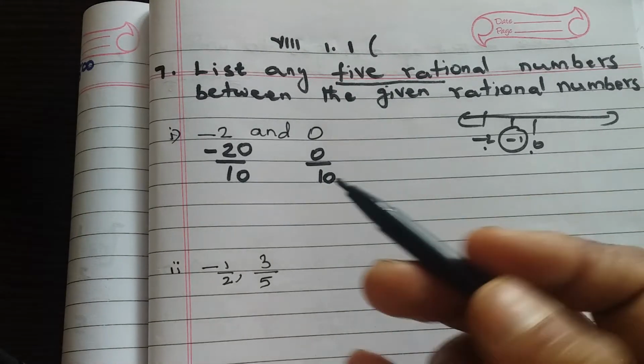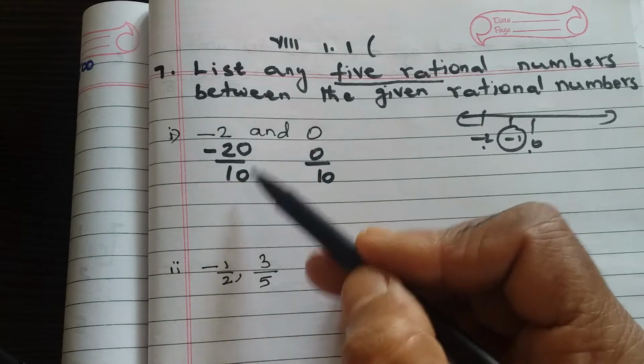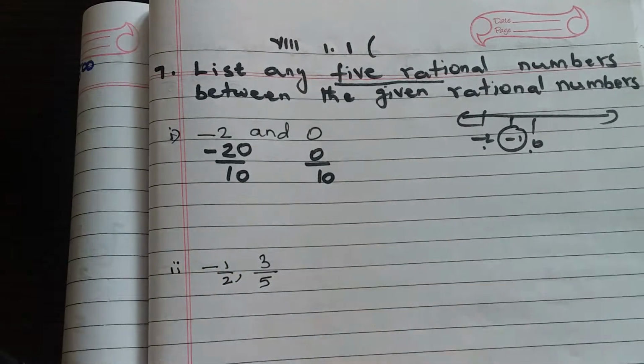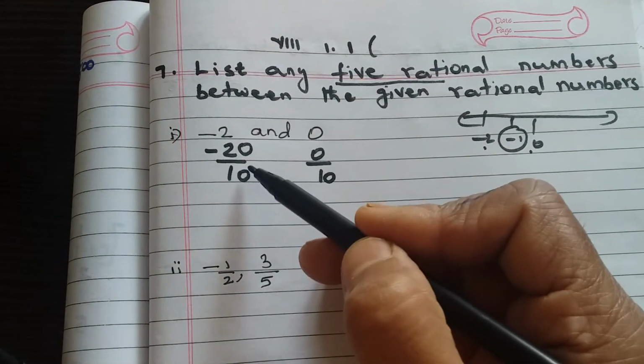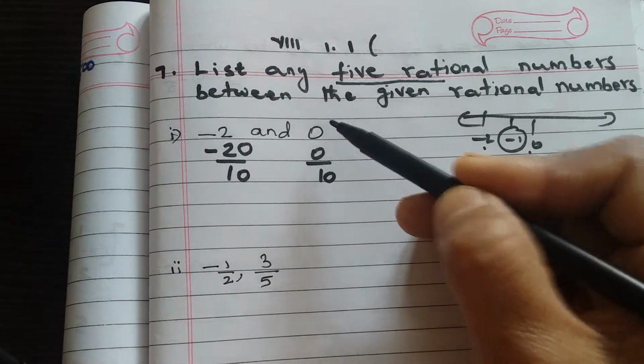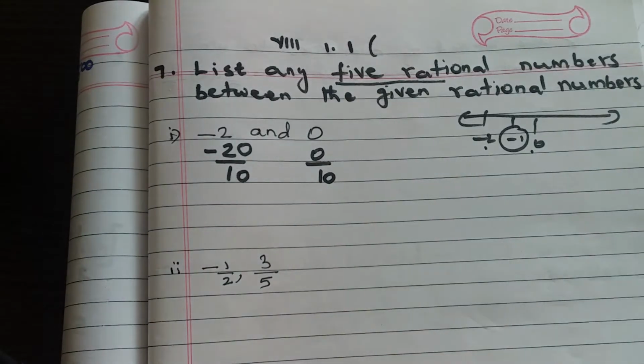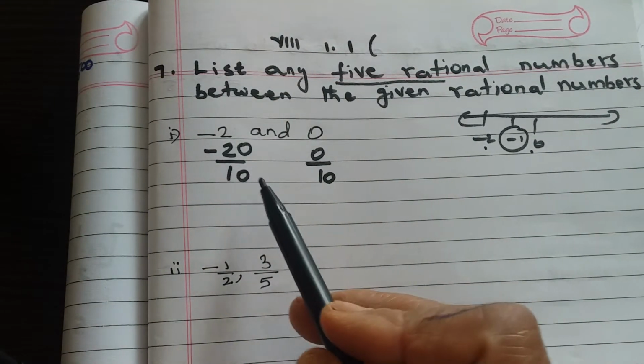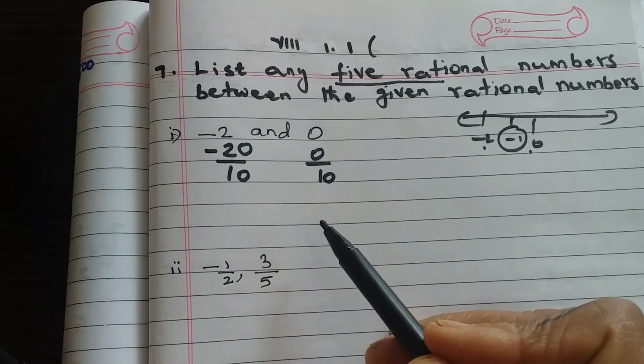Just to make your calculation simpler, we are multiplying by 10. So to multiply by 10, you just add 0. Now -20 by 10, if you cancel 0 and 0, we get -2, the same answer. 0 by 10 is 0. So the given value is not changed, but at the same time, we have written their equivalent rational numbers.